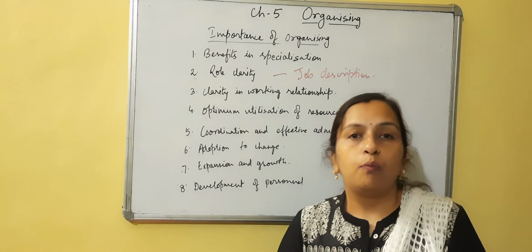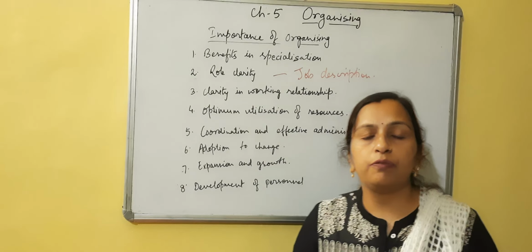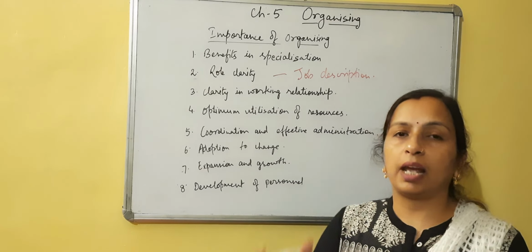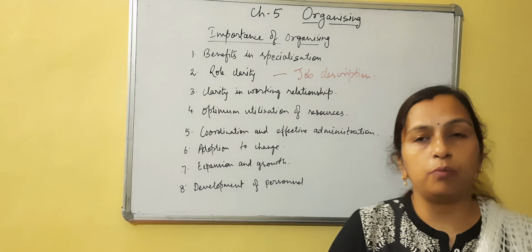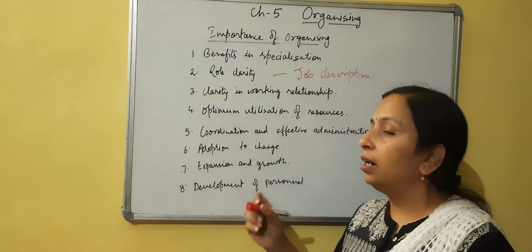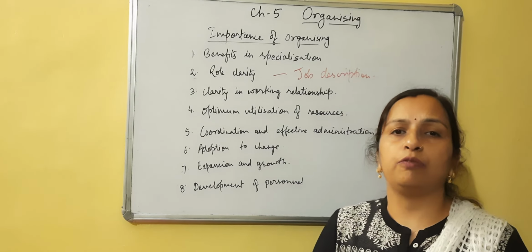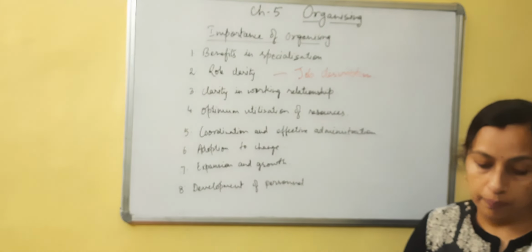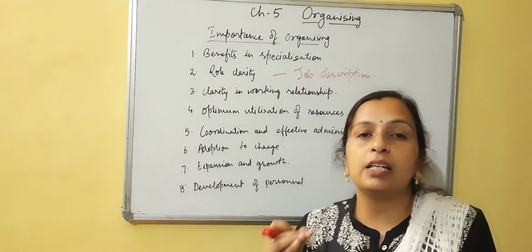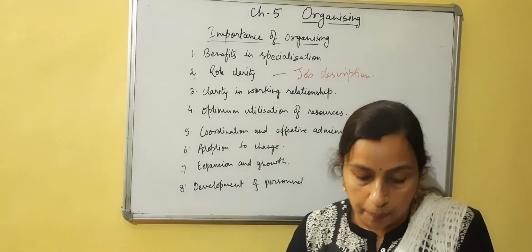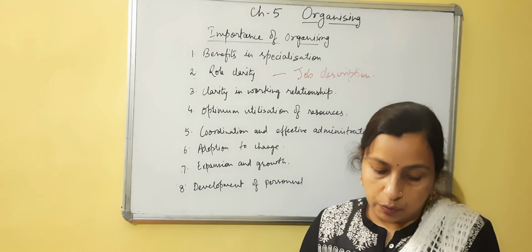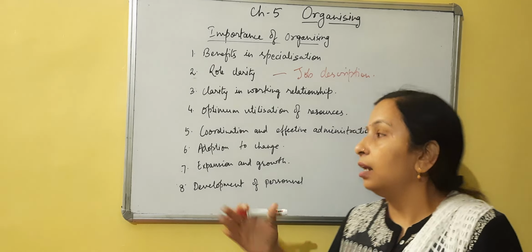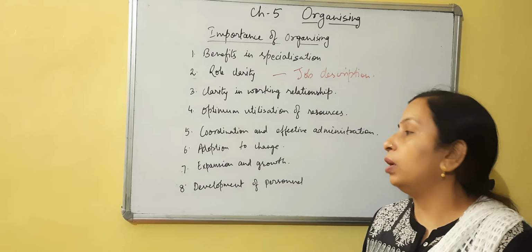Adoption of changes. When an organization is divided into different departments, then if a change is affecting one department, they can adopt that particular change and that will be informed to other departments also. So it is easier for a department to adopt the change. Now next is expansion and growth. If the company is utilizing its resources optimally and there is proper division of work, the company can meet all the challenges and they can expand and grow in the future.